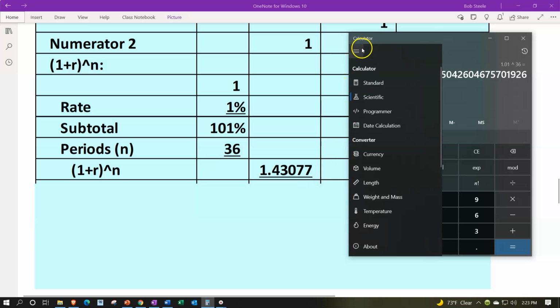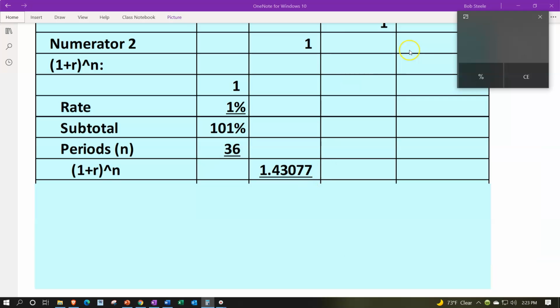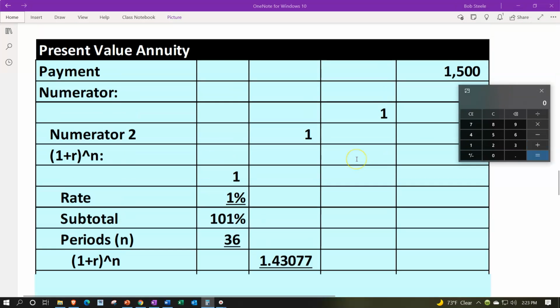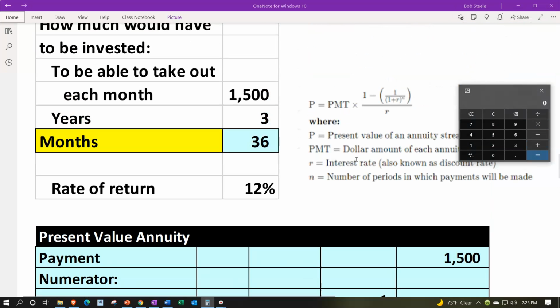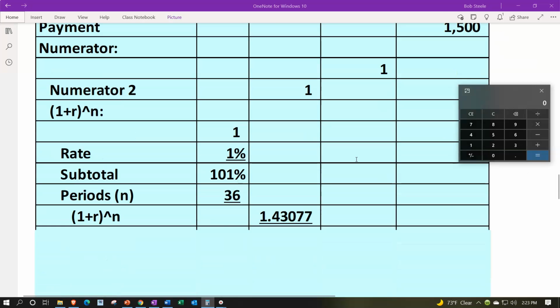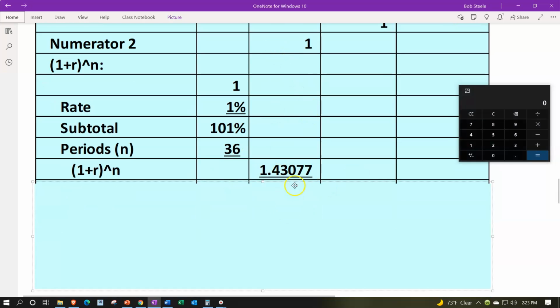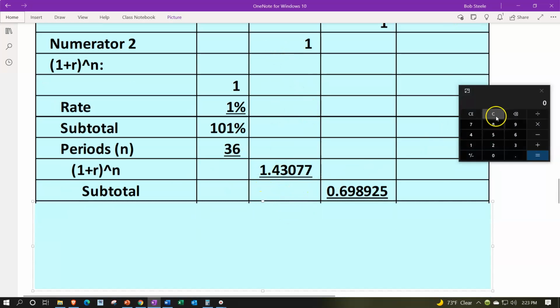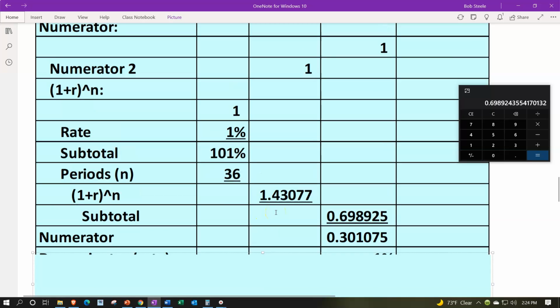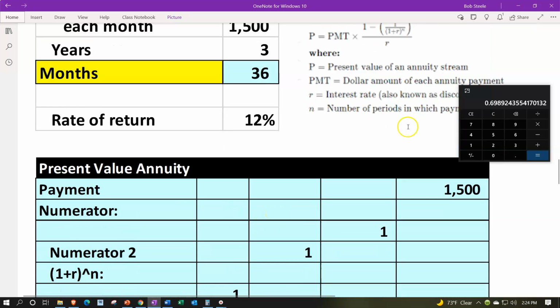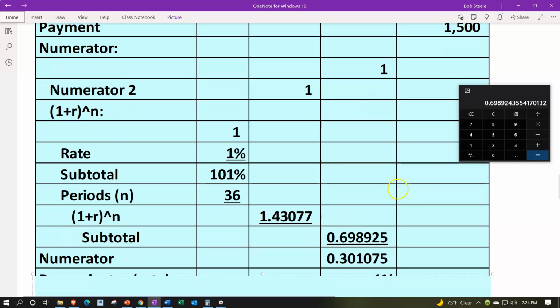Then I'm going to go back to the normal calculator, the non-scientific, but still very analytical, calculator. That's going to give us this divided by the denominator. So that's in this column, 1 divided by that whole thing. Let's do that. 1 divided by 1.43077 gives us about 0.698925. And then we've got the numerator, which is 1 minus that whole thing, which is in this column, 1 minus that entire thing.